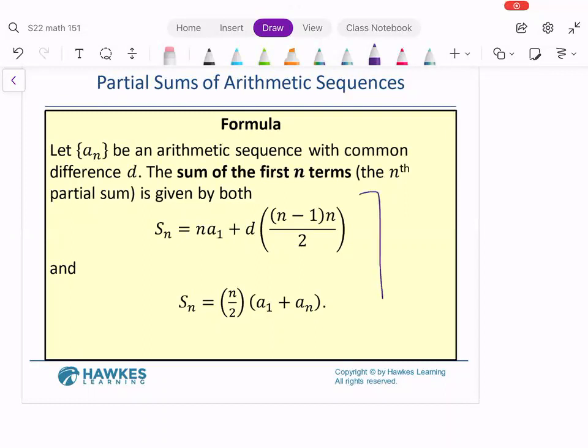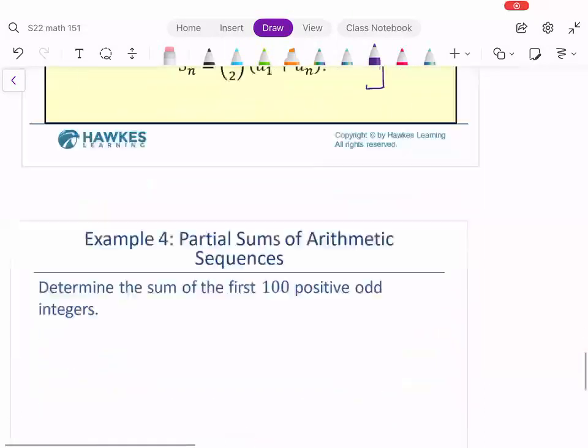These are two formulas that can be used to calculate the partial sums, and the choice of which one to use is typically based on whether it's easier to determine d or whether it's easier to determine the last term a sub n for the sum that you're trying to evaluate. So let's look at an example here.